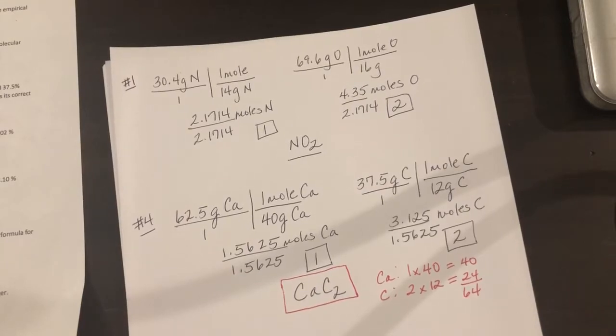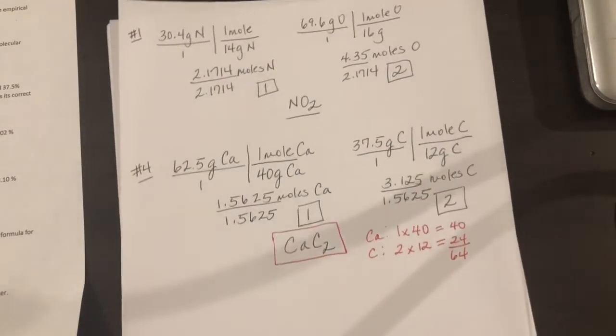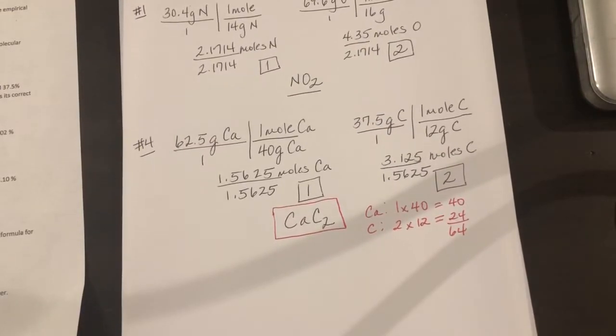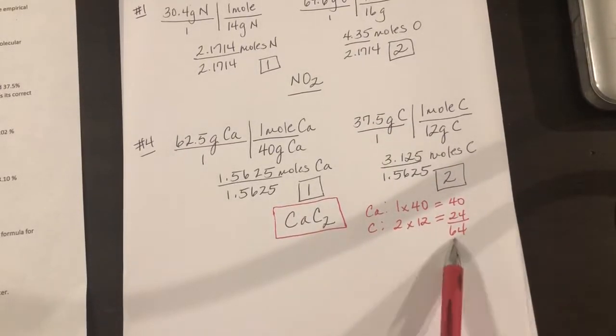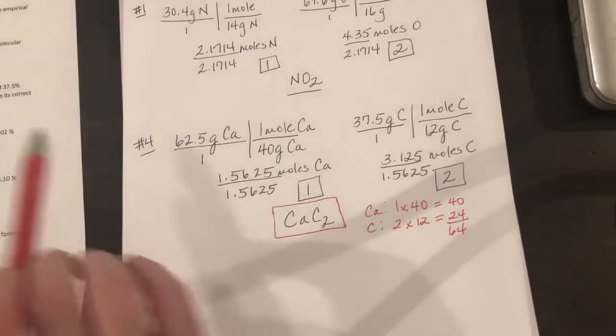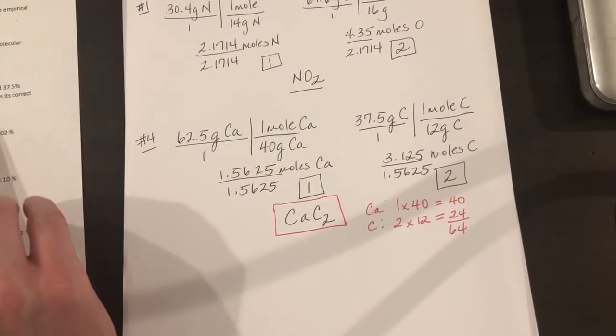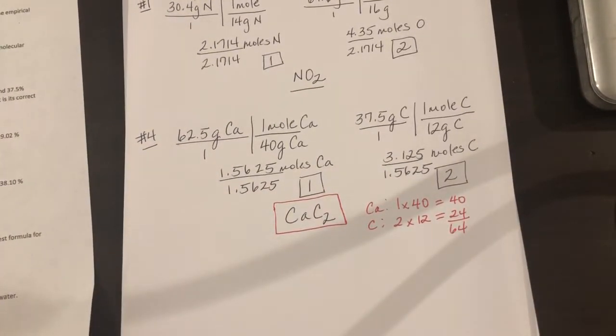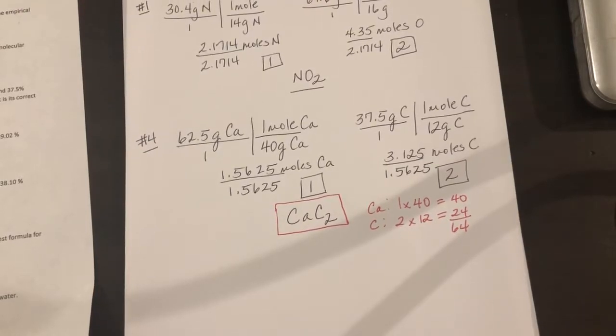Now, if this weight was different, so we did some examples in class to where we had to double everything, you need to make sure you double everything, and that can be found by dividing this molecular weight and the 64 that's given on the paper. 64 divided by 64 is 1.